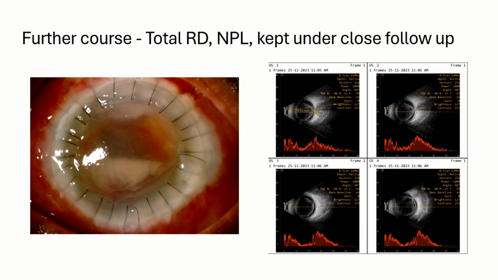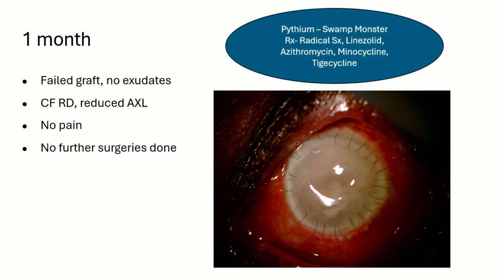So I induced PVD from the posterior pole. I trimmed at the equator. And she again worsened with total RD, NPL. Again, we kept on injecting intracameral linezolid. Again, NPL, failed graft. But the patient's pain went down, so she became phthisical basically.